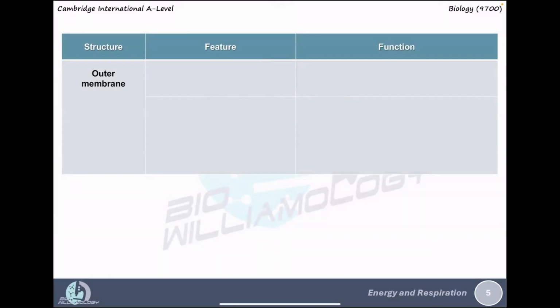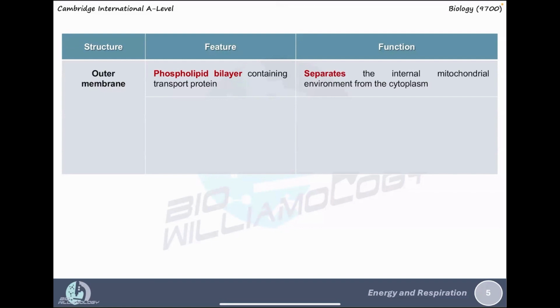So the table summarizes the features of each structure of a mitochondrion, as well as the specific functions of these structures. First of all, let us look at the outer membrane. The outer membrane consists of a phospholipid bilayer containing transport proteins. As we know, the phospholipid bilayer is selectively permeable, and this selectively permeable membrane separates the internal mitochondrial environment from the external environment, the cytoplasm.